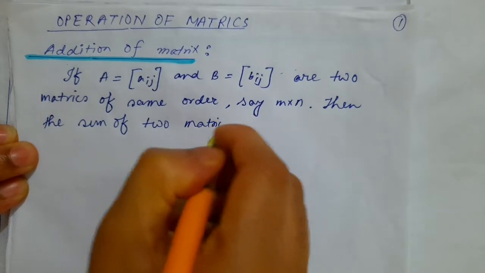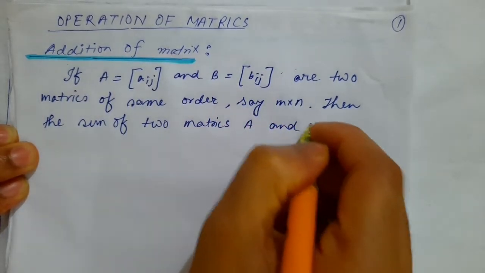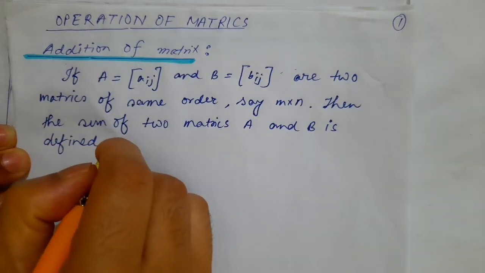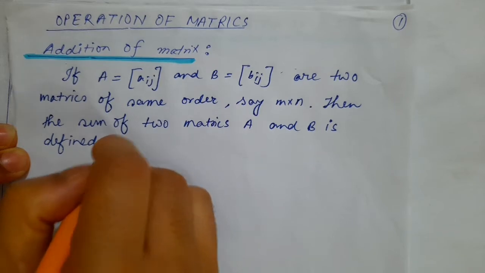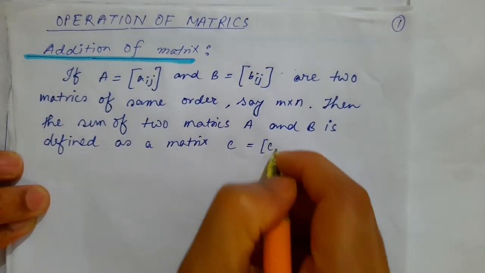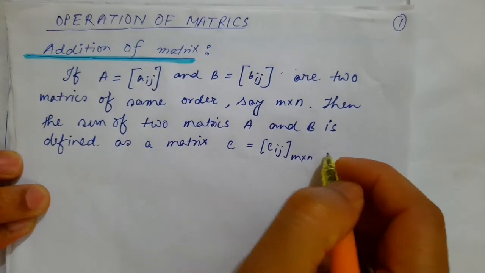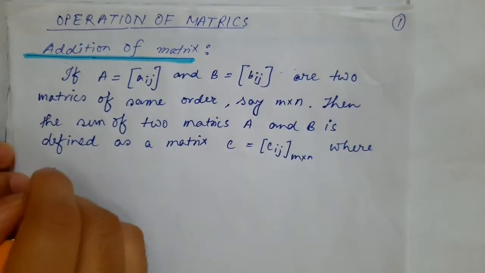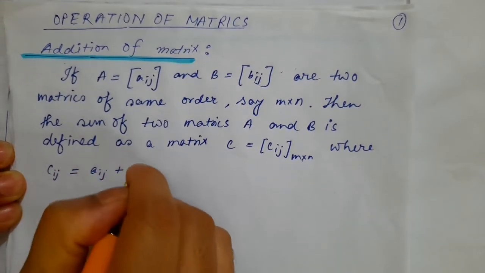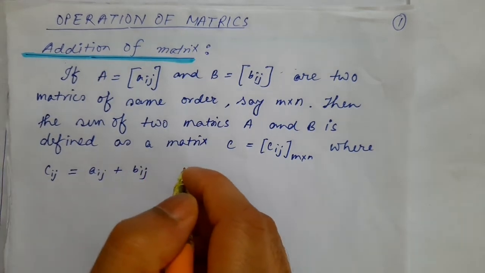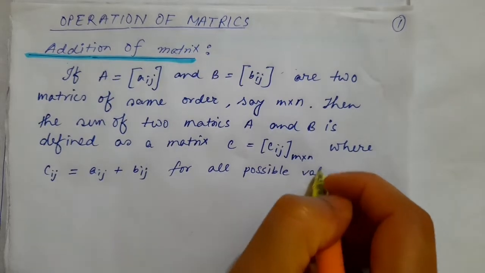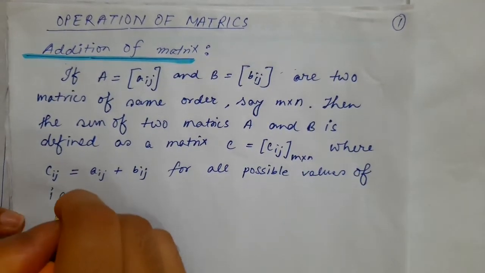Then the sum of two matrices A and B is defined as a matrix C, which is equal to small c ij of order M by L, where the element of the C matrix, that is small c ij, will be equal to Aij plus Bij for all possible values of i and j.